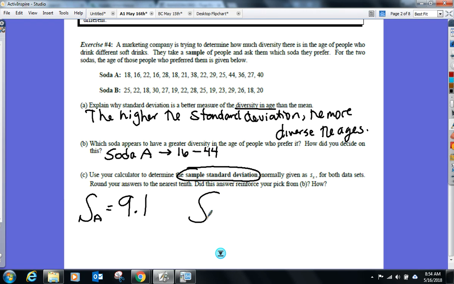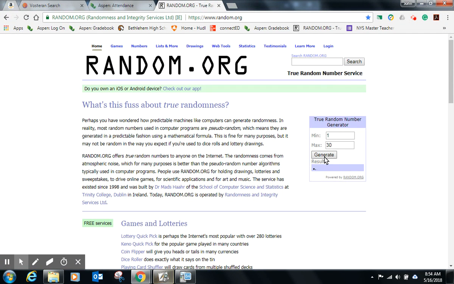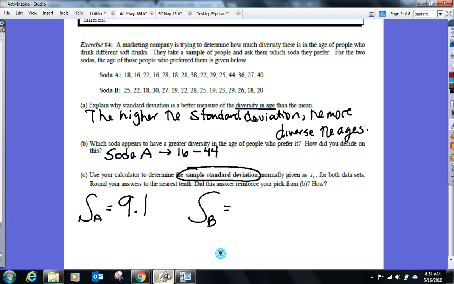And then what about the sample for soda B? Sample standard deviation for soda B. Here we go, 2.4.1. So was our prediction correct? Yeah. Soda A had more diversity, spread out more. That's why it had the higher standard deviation.